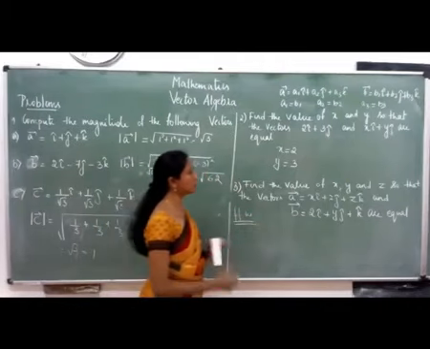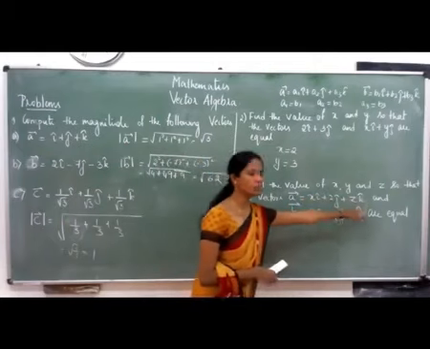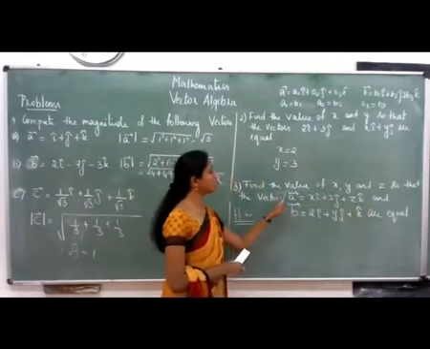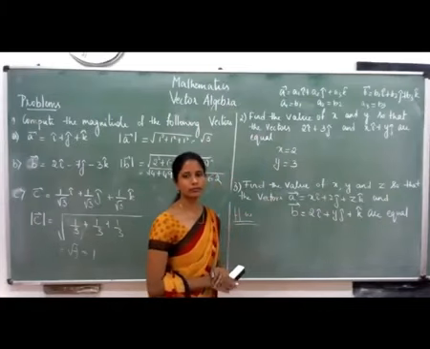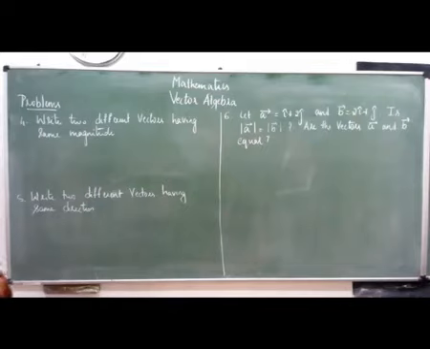The next problem is a similar problem where you need to find the value of x, y and z, and they have given that these two vectors are the same, that is, they are equal. Okay. Next problem: write two different vectors having the same magnitude. So the resultant magnitude should be the same.